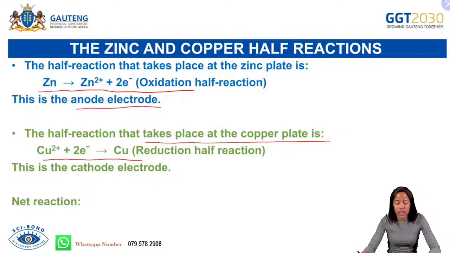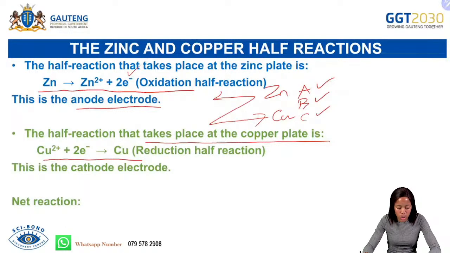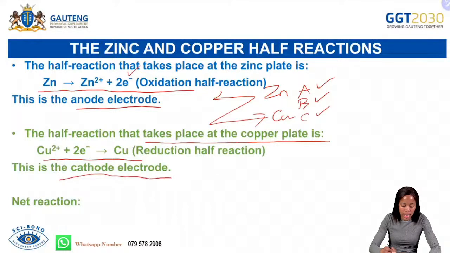Then it says the half reaction that takes place at the copper plate can be represented by Cu2 plus 2 electrons to give us Cu. If you look at your table 4b, the Zn represents your anode, so you will find the Zn at the top, and at the bottom you will find your copper. Using ABC, this is your anode, the salt bridge, and then this is your cathode electrode.